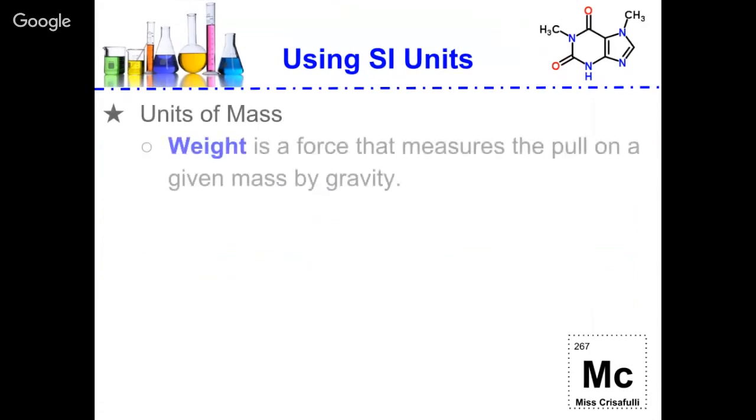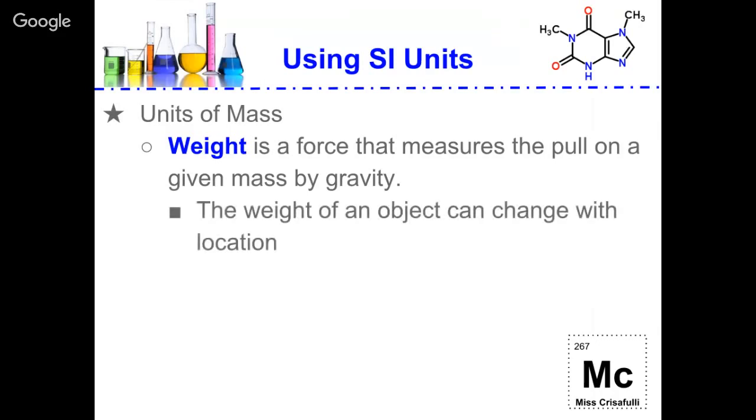All right, let's keep going. A lot of students get mass and weight confused, and I want you to be very familiar with the difference between those two vocabulary words. Weight is a force that measures the pull of a given mass by gravity. We're not in physics class. We do not talk about gravity in chemistry. So what I do want you to pay attention to is that we're talking about mass. We're talking about how much matter is in what we're talking about. So let's make sure we use those vocabulary words correctly.